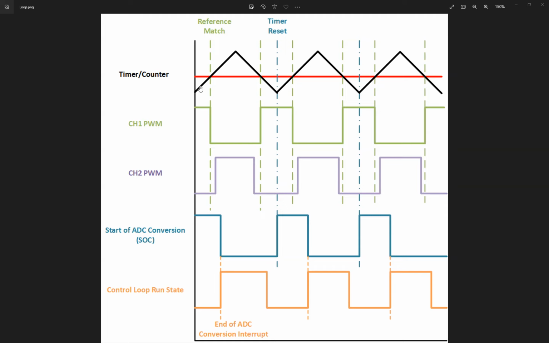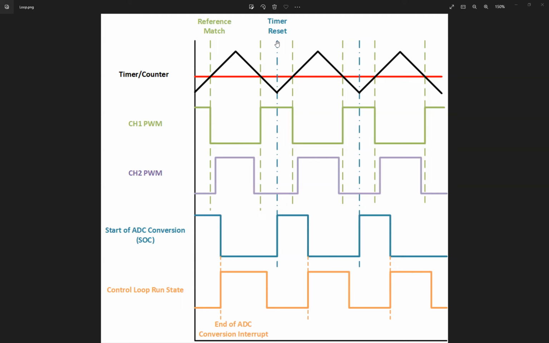So whenever it goes up to the time period, it will go down to 0. So this is called the down counting mode. It counts from the timer period then back to 0. So whenever the reference triangular wave crosses the reference value in this down counting mode, channel 1 will turn from 0 to 1, while channel 2 will turn from 1 to 0.